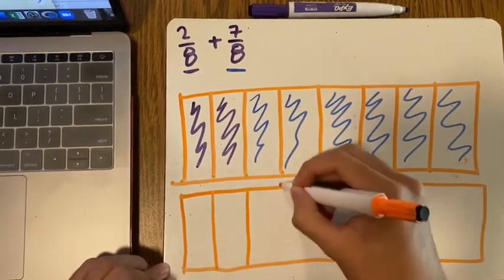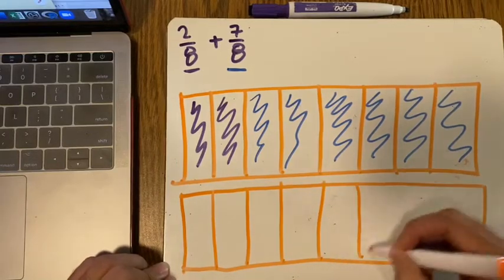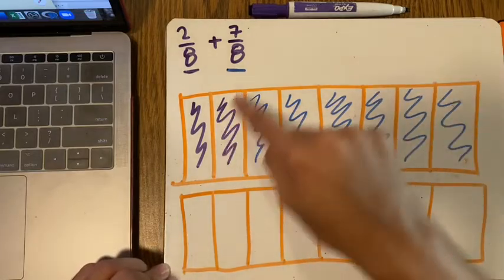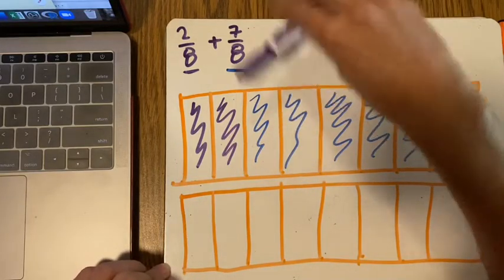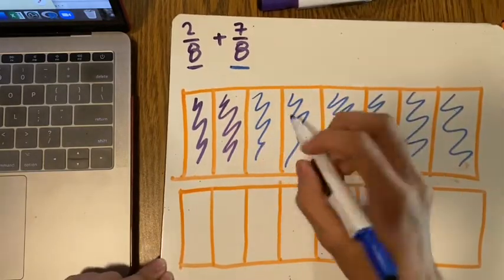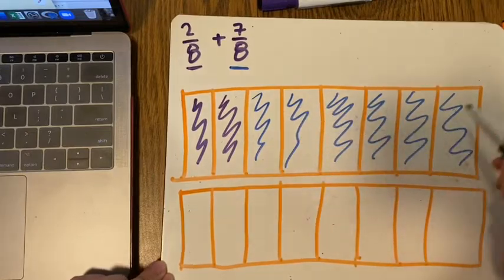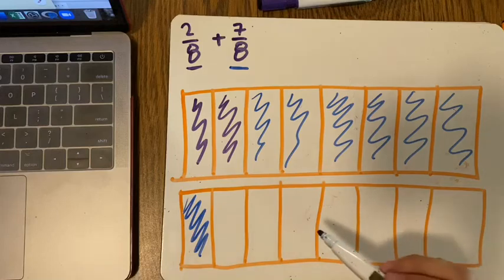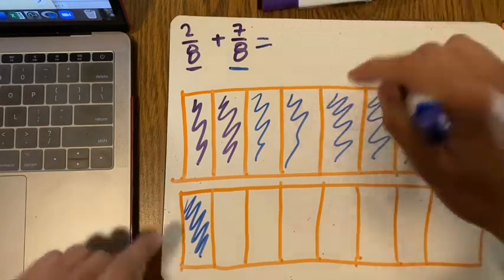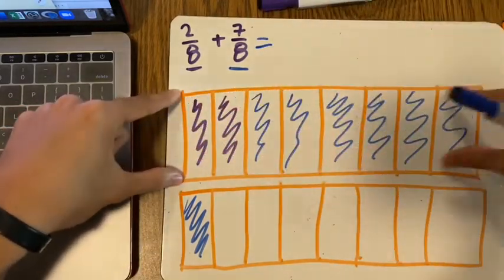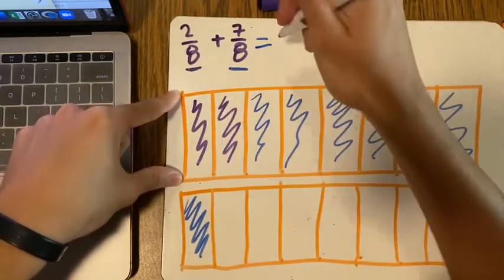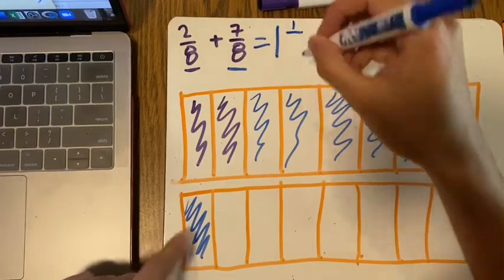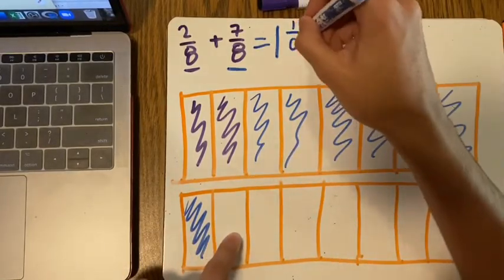1, 2, 3, 4, 5, 6, 7. And I filled in, remember, I need to fill in 7. And I only filled in 6 right here. 1, 2, 3, 4, 5, 6. I still need to fill in one more. 7. So now what do I have? Well, now I have one whole, right? This is one whole shaded in piece. One whole. And I have 1 over 8.